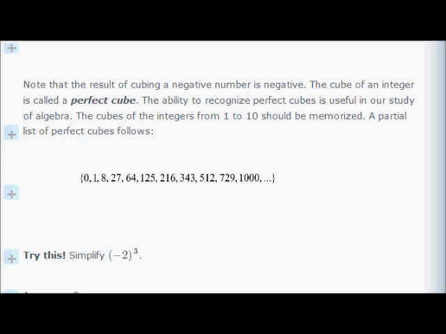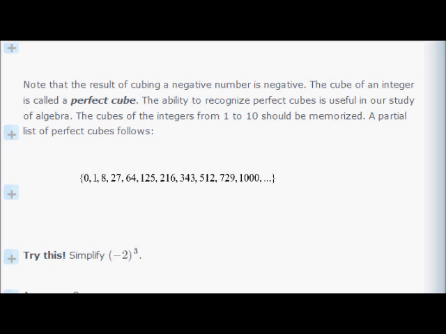So 0 cubed is 0, 1 cubed is 1, 2 cubed is 8, 3 cubed is 27, 4 cubed is 64, 5 cubed is 125, 6 cubed is 216, 7 cubed is 343, 8 cubed is 512, 9 cubed is 729, 10 cubed is 1000.